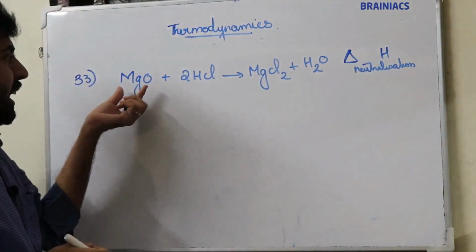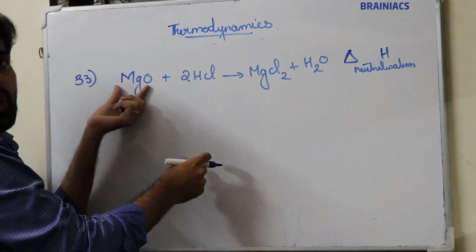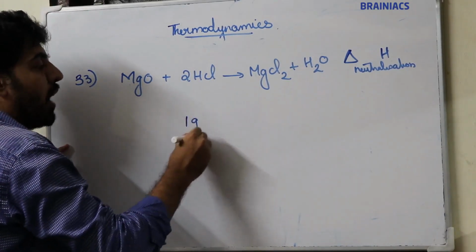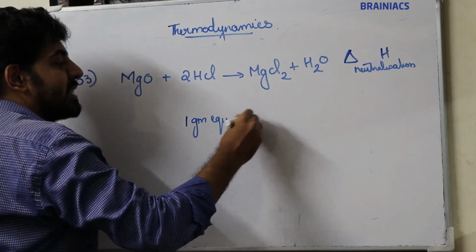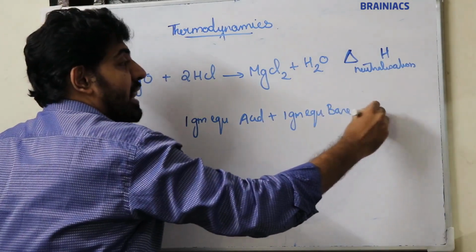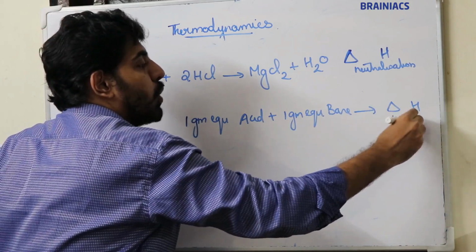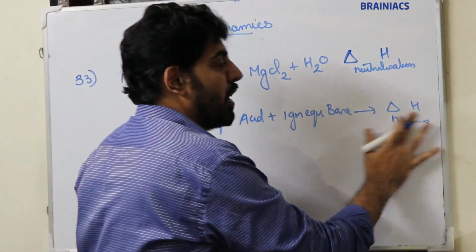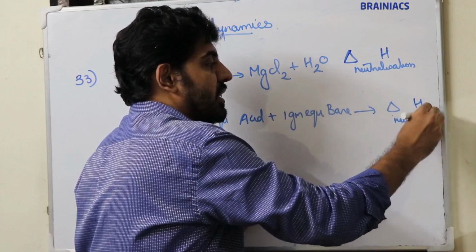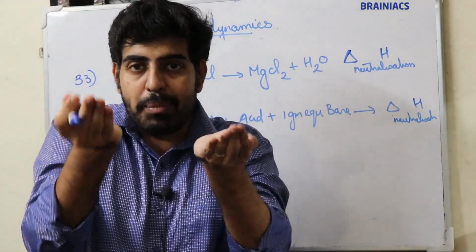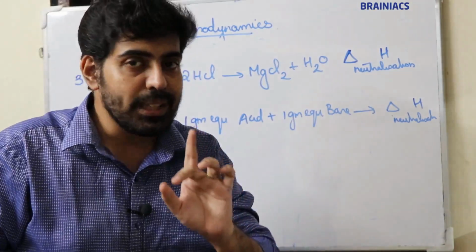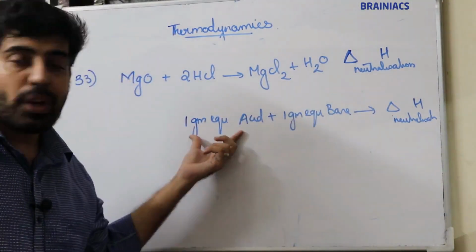Enthalpy of neutralization means it is the enthalpy change when 1 gram equivalent of acid reacts with 1 gram equivalent of base. The enthalpy change is known as enthalpy of neutralization. So when 1 gram equivalent of acid reacts with 1 gram equivalent of base, the enthalpy change during that reaction is known as enthalpy of neutralization. I think it's clear.